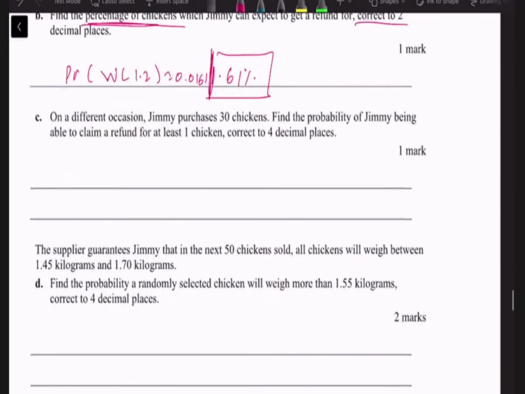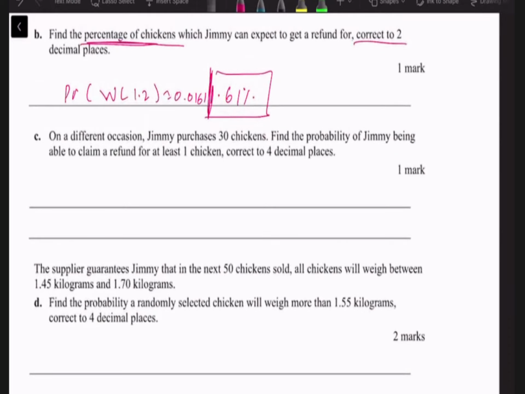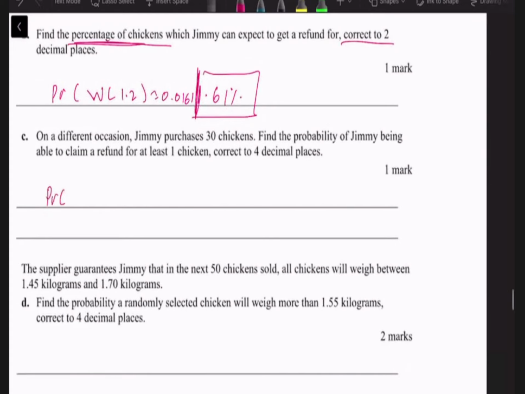So part C, now there's 30 chickens, and find the probability that he'll be able to claim a refund for at least one. So now they've converted the normal distribution to a binomial distribution. So we have the probability that there's a refund for at least one. You just put n is 30, and the probability, as you figured out in the previous question, is 0.0161 approximately, but keep the values in your CAS, and you should get 0.3848.